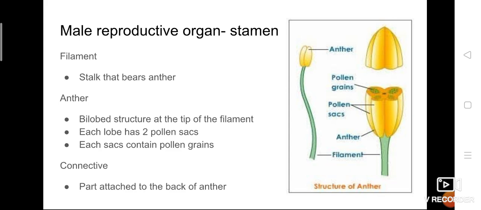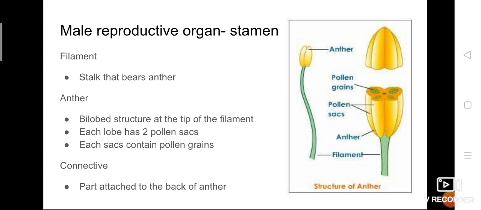What is the function? It is the stalk that bears the anther. See, on top, the yellow bulb is given. That is the anther. That is held by this filament. That is the main thing. What is the anther? The top portion, you are seeing the bulb. That is the anther. It is a swollen structure.